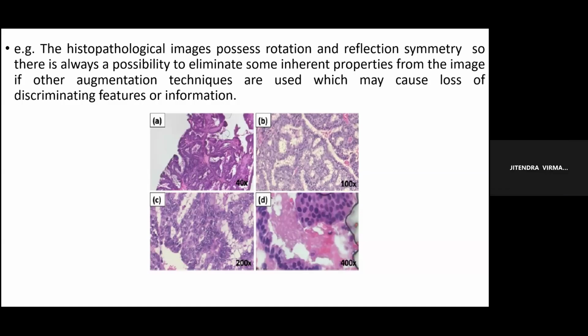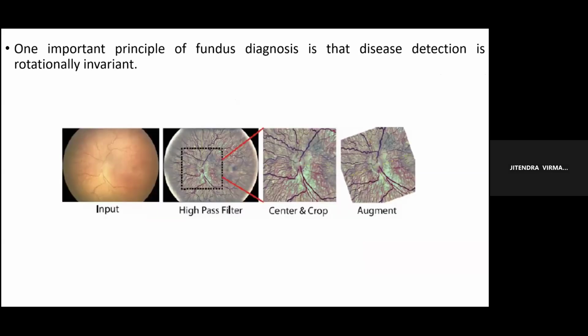Okay. So fine. So I was talking about these histopathological images. Now, these images have been augmented somehow. So the 40x version, and the zoomed versions, 100x, 200x, 400x, are taken as an augmented image data set. Now, this is an input image from a colored camera, the image of the eyeball. Now, this is a high pass filter version. This is the centered and cropped version, and then augmented by using rotation.